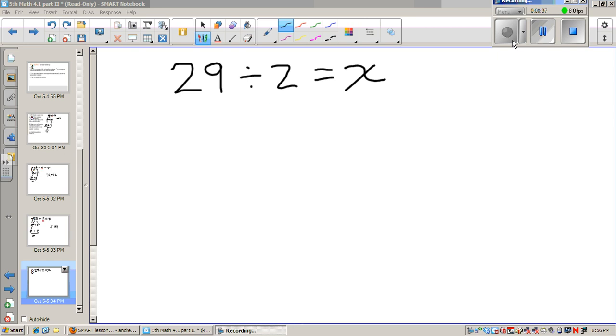Here's an example problem for you to try. It's going to have a remainder as well. So pause the video and you work it out, and then we'll compare answers.